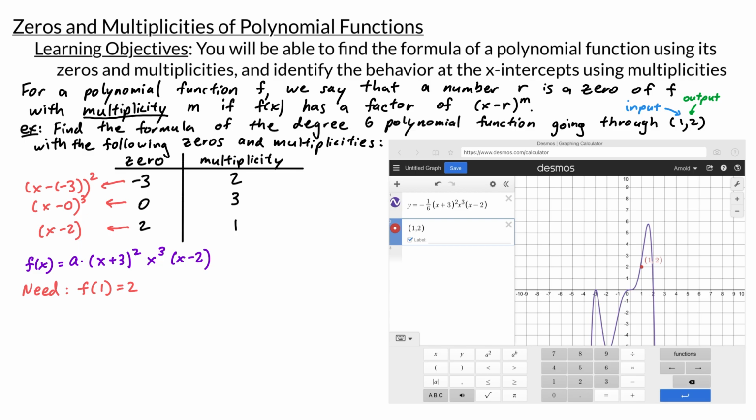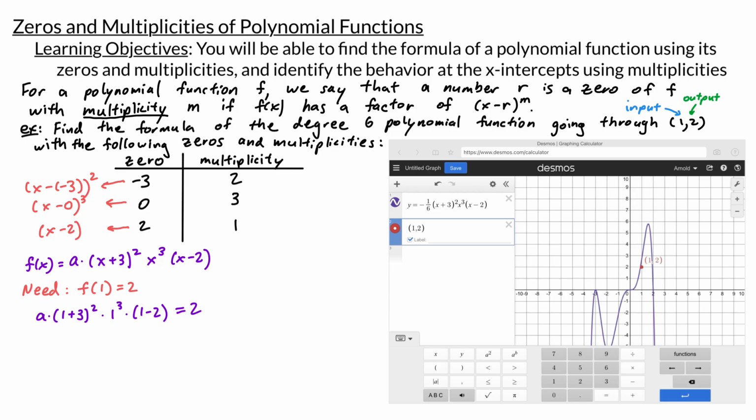So let's first write down what f(1) is. We want to plug in 1 everywhere we have x in our function. So plugging in 1, we have a times (1 plus 3) squared times 1 cubed times (1 minus 2). So what we have here is f(1), and what we want is that this expression equals 2. So let's set this equal to 2, which gives me an equation that we can use to solve for a.